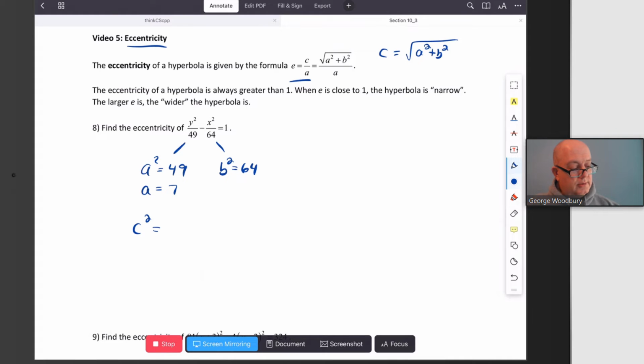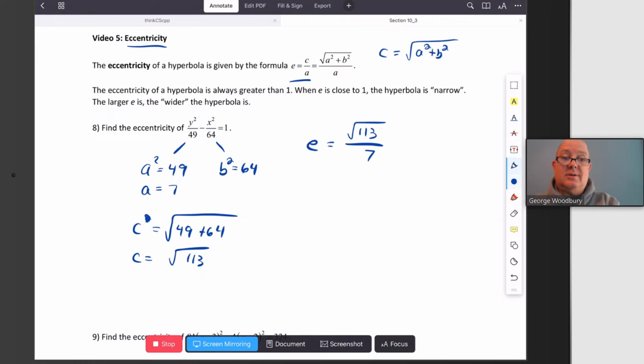c is the square root of 49 plus 64, or the square root of 113. So the eccentricity is the square root of 113 over 7. Right? That's the value of a. The square root of 113 is between 10 and 11, so we can see that that's greater than 7. Our result is going to be in the 1.5 range, but definitely bigger than 1.